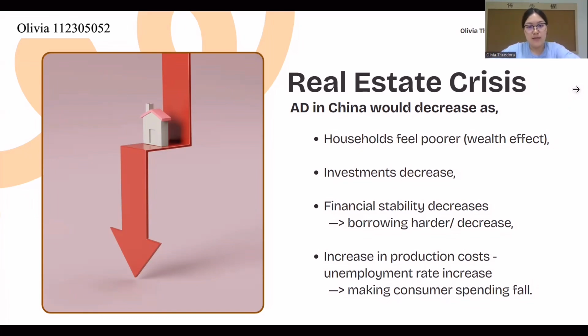And lastly, employment. The unemployment rate would increase as firms might try to reduce their production costs and more. The increase of unemployment rate would mean that households' income in general would decrease, leading to a fall in spending, making the aggregate demand decrease.